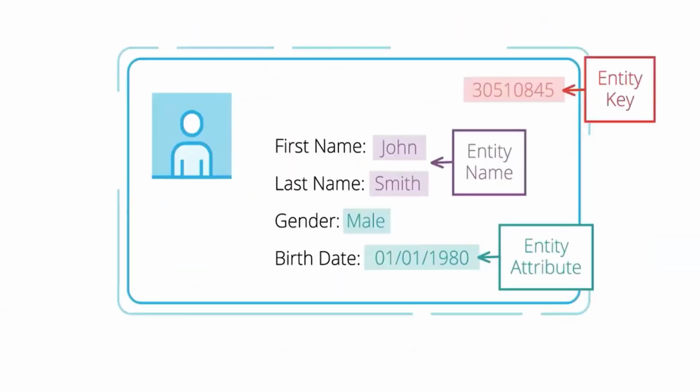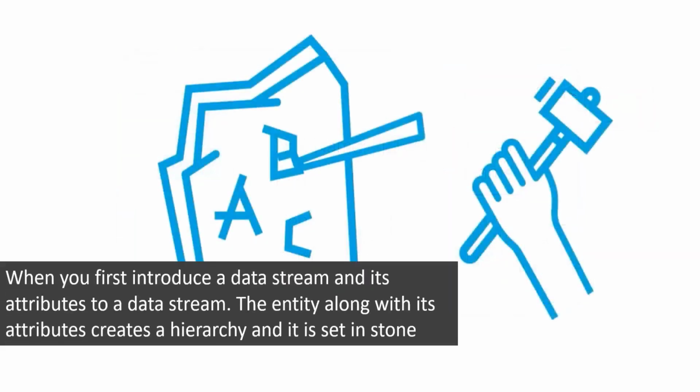So keep in mind, and engrave it rather, the entity key, entity name and entity attributes, because the concept revolves around these factors. How are they configured in data as well, by doing these harmonizations? What we try to do is, for a particular entity key, get the correct entity attributes configured along with it. When you first introduce a data stream and its attributes to Datorama, a hierarchy gets created.